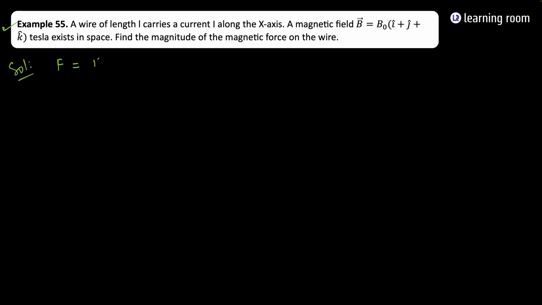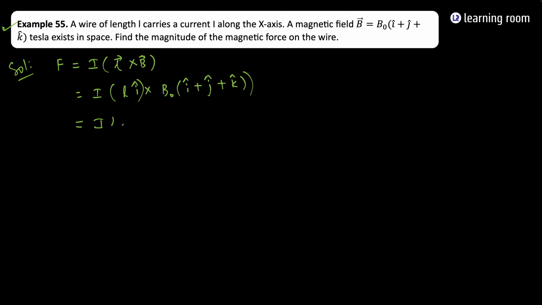F is equal to I into L vector cross B vector. Correct. So what is the value of L vector? It is L i cap, cross B vector, which is B naught into (i cap plus j cap plus k cap). So F vector is equal to I into L vector cross B vector, so I into L i cap cross B naught into (i cap plus j cap plus k cap). Is the point clear?